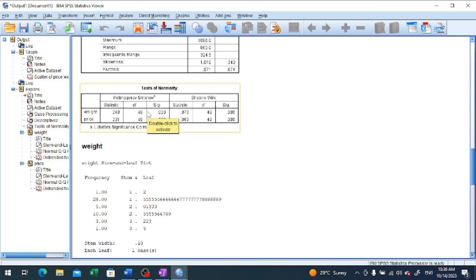This is the table we are getting for the test of normality, and over here we can see that two test statistics have been applied: Kolmogorov-Smirnov, that we can simply denote as the KS test, and Shapiro-Wilk, that is SW. Now we need to look at the significance, and since we are following the p-value approach and not the classical approach, we will interpret the results of this test in terms of the p-value.